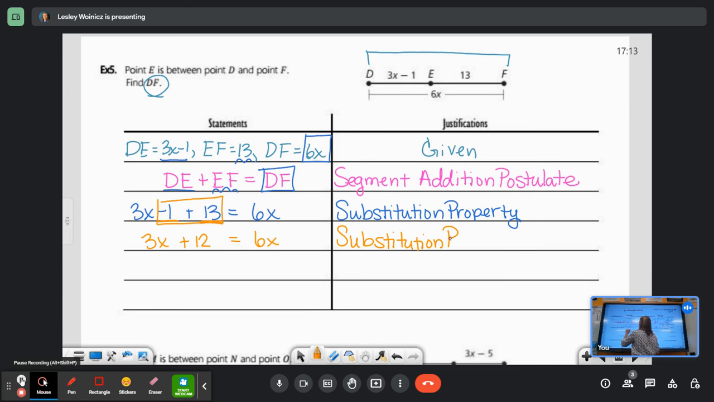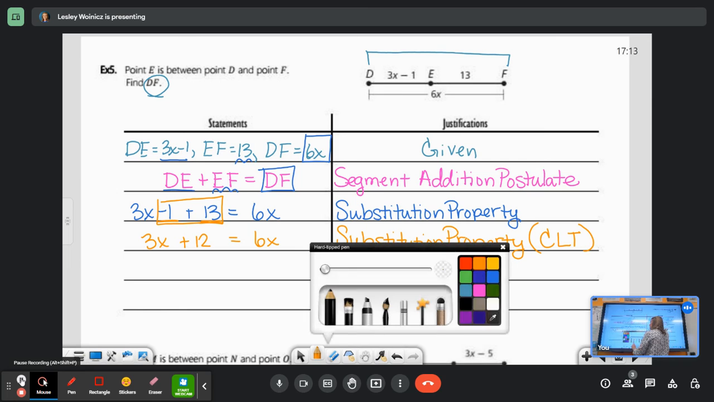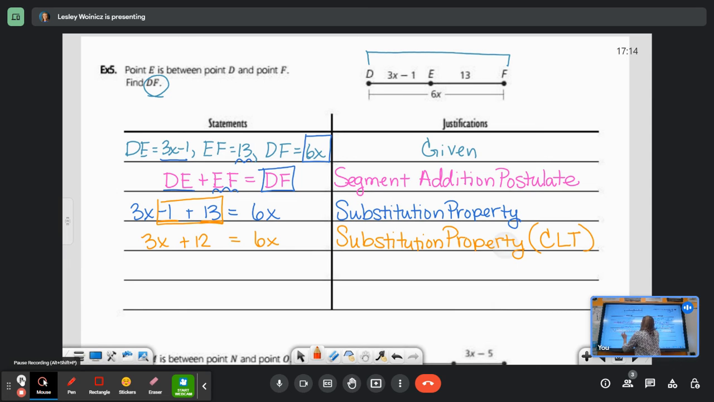Your algebra teacher called it combining like terms. So in parentheses, just put CLT. All right, now we want our x's alone to figure out what they are. So we have to subtract this 12 from both sides. Whoops, just kidding. Our x's are all over the place.